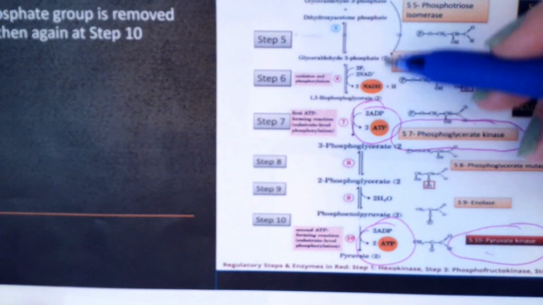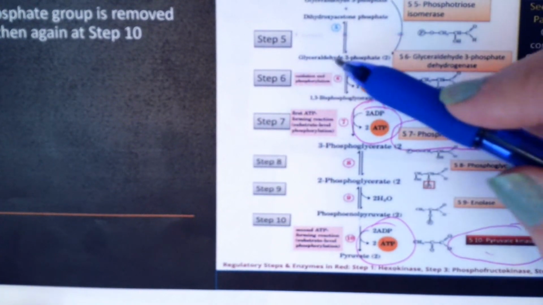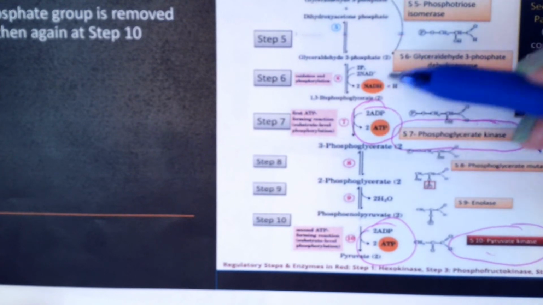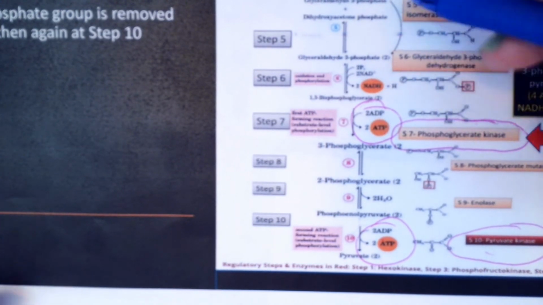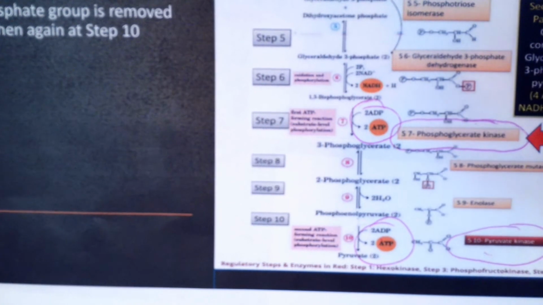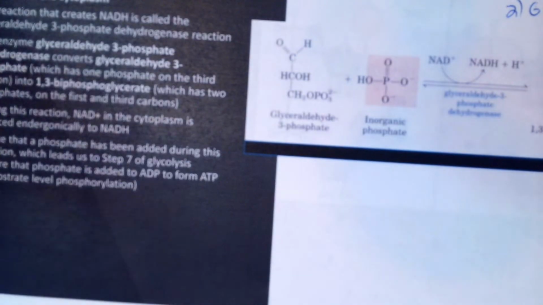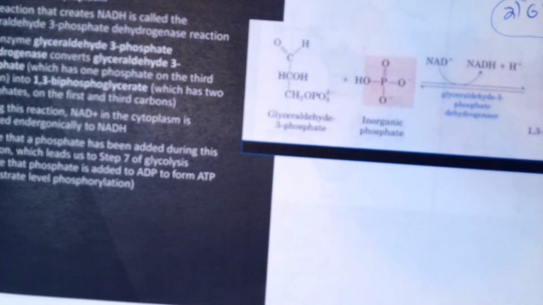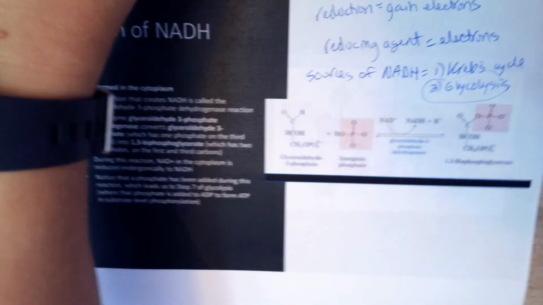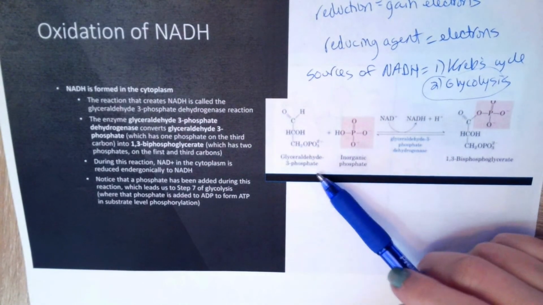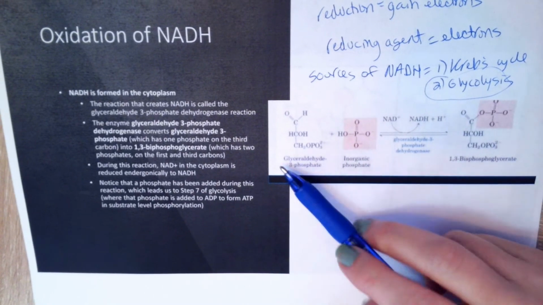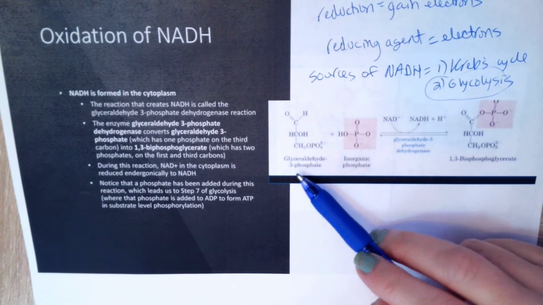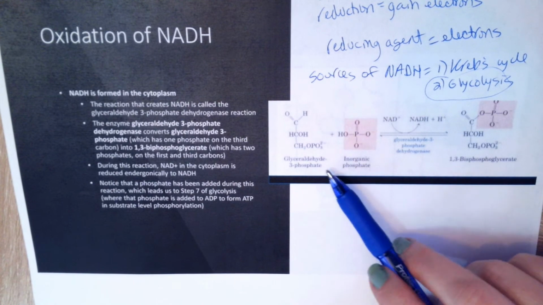And just remember that as we go from glyceraldehyde 3-phosphate and create that 1,3-biphosphoglycerate, those NADH molecules are created and they are in the cytoplasm. Okay, so that is where we are starting. We're looking at this NADH that comes from the glyceraldehyde 3-phosphate. Now we can't see what I'm doing. There you go. So this is the reaction here. The glyceraldehyde 3-phosphate, so this is step 6 to 7 of glycolysis.